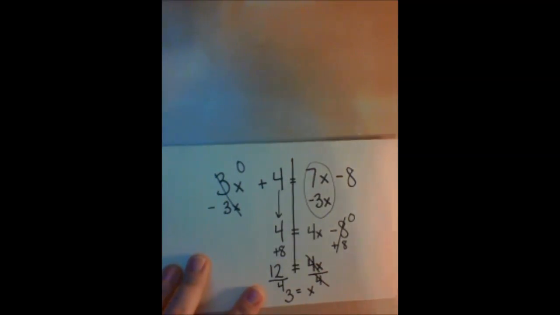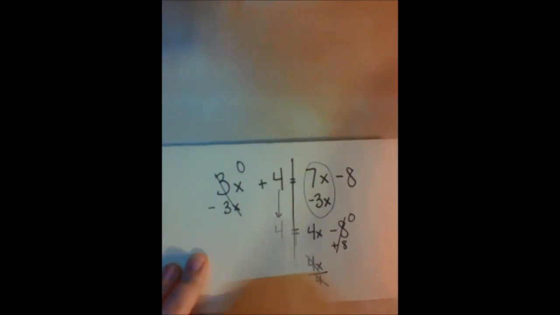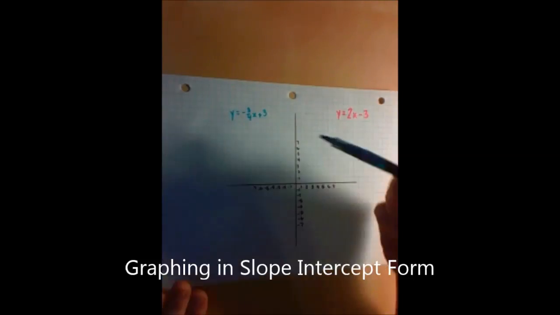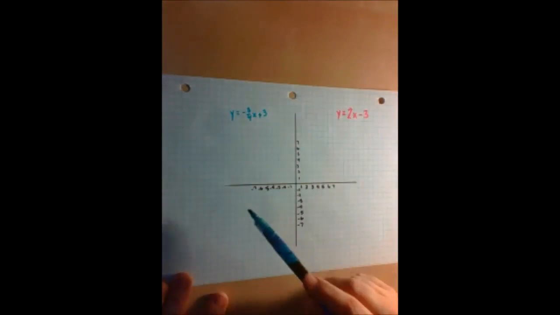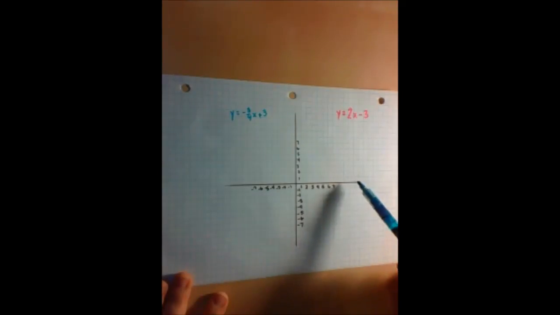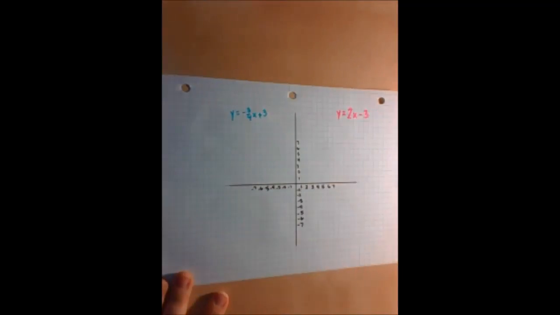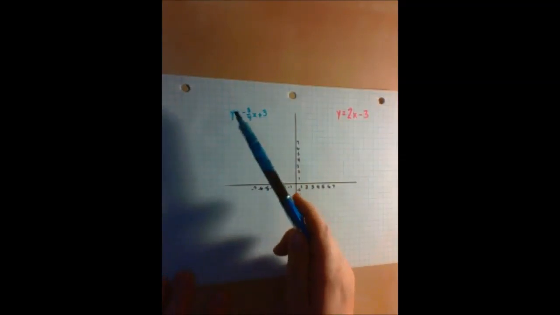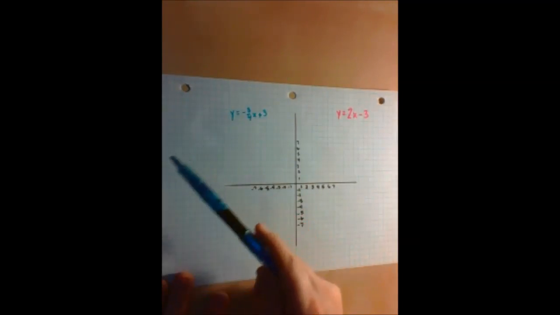So we've done a quick review of solving equations. All right, let's review graphing an equation from the slope-intercept form. So I have my graph here with my x-axis labeled and my y-axis labeled. And I have two equations, nicely color-coded. This top one's going to be in blue.